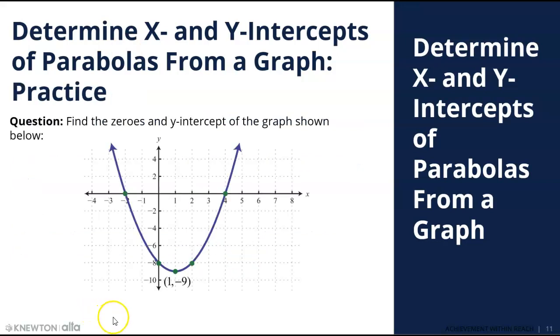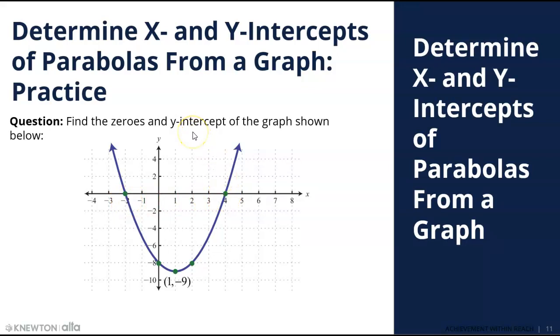For example, find the zeros and y-intercept of the graph shown here. The zeros are the values of x at which the graph crosses the x-axis. So in this case, these are the points. These two are the zeros of our parabola, and that is x equals -2 and x equals 4.